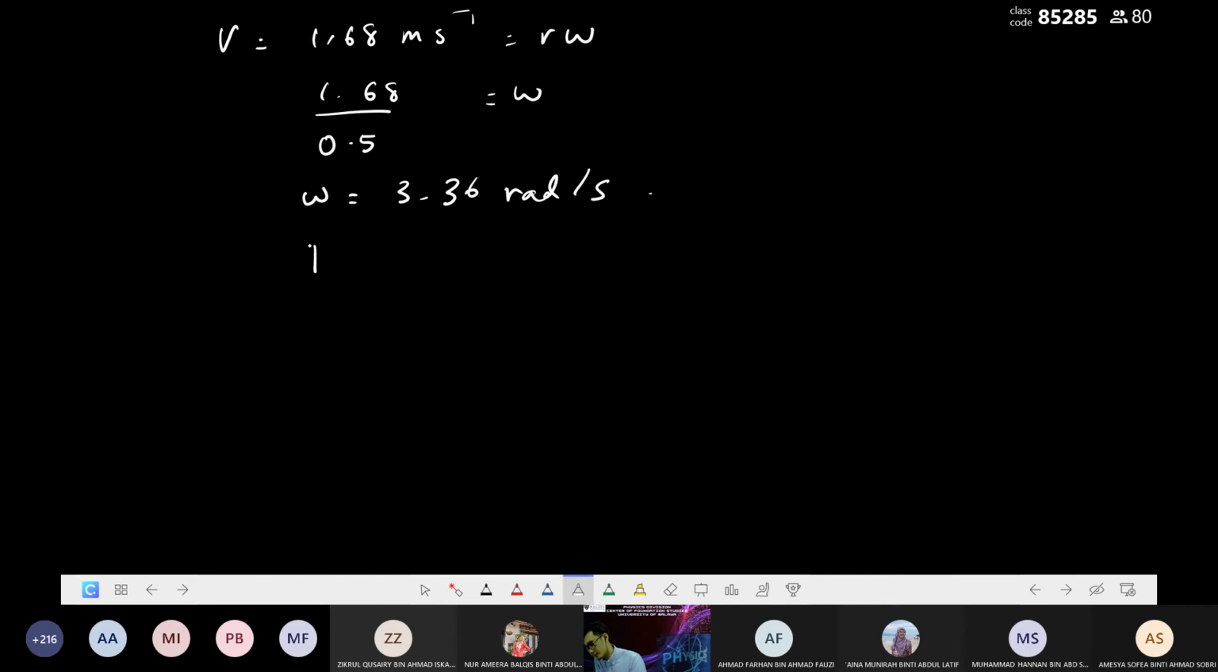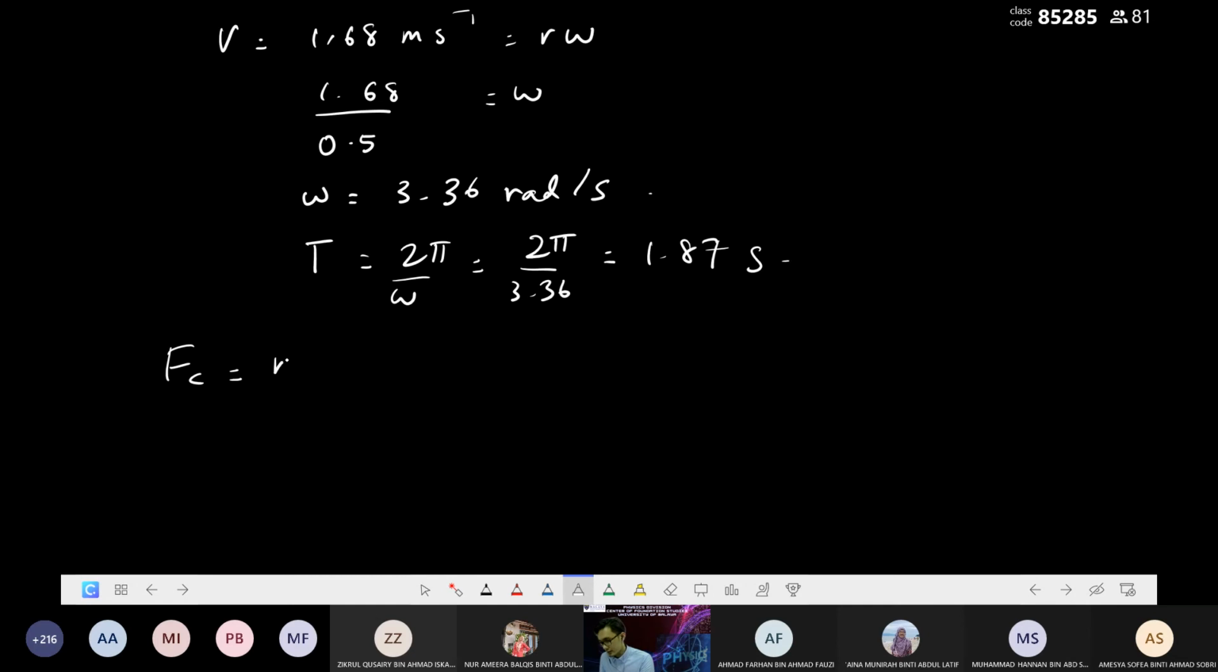And then nak dapatkan period adalah 2 pi over omega. Then 2 pi divide by 3.36. Then the period is 1.87.